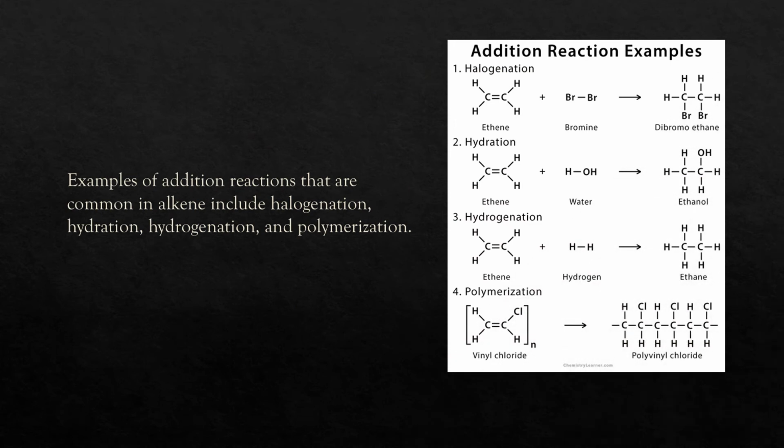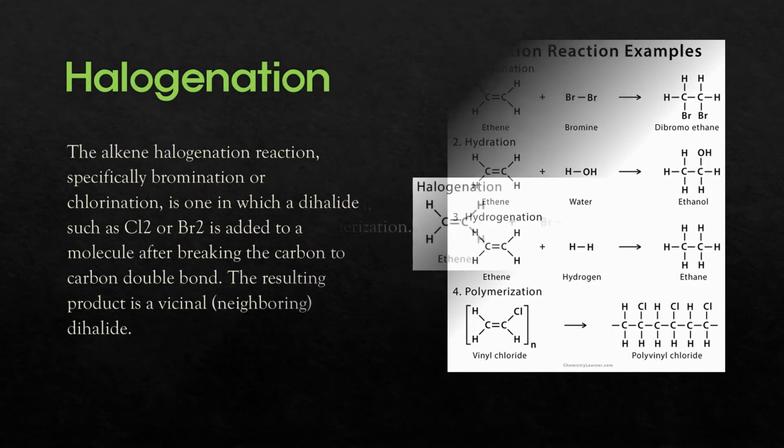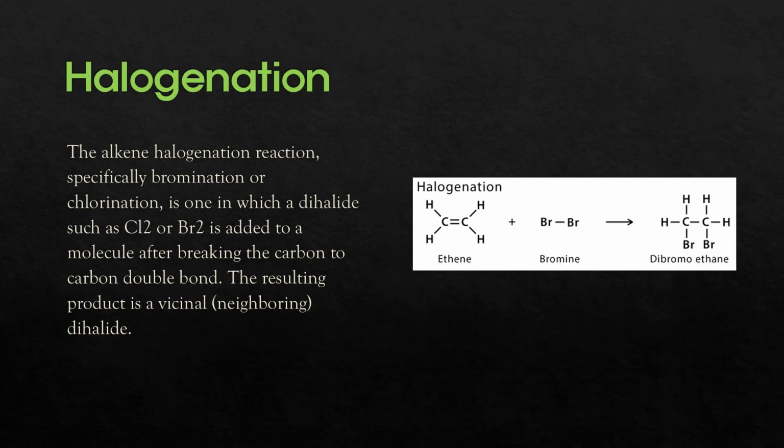Examples of addition reactions that are common in alkenes include halogenation, hydration, hydrogenation, and polymerization. Halogenation. The alkene halogenation reaction, specifically bromination or chlorination, is one in which a dihalide such as Cl2 or Br2 is added to a molecule after breaking the carbon-to-carbon double bond. The resulting product is a vicinal dihalide.